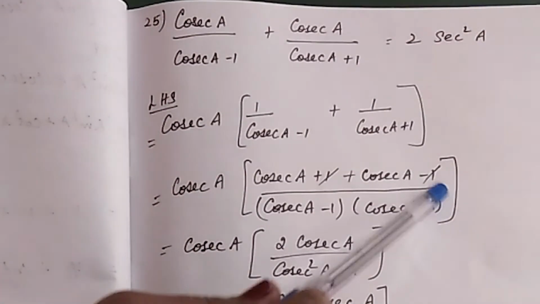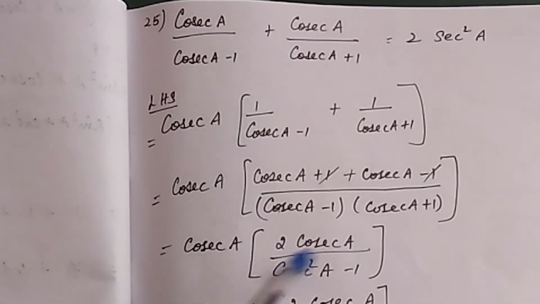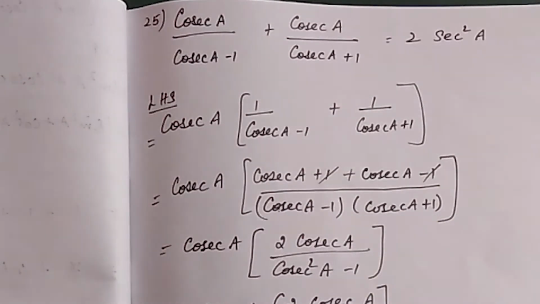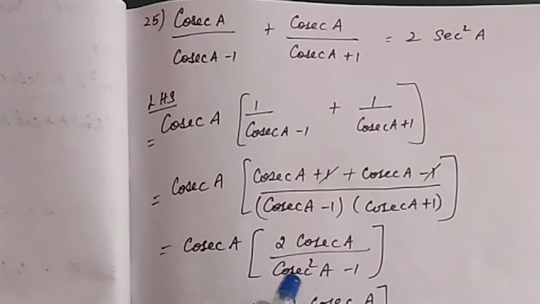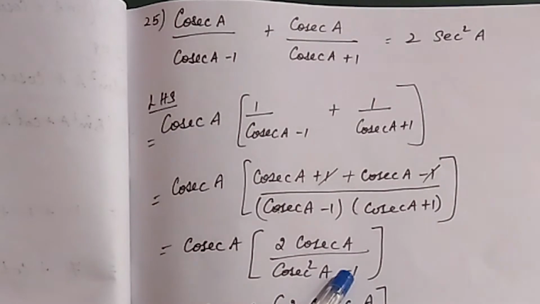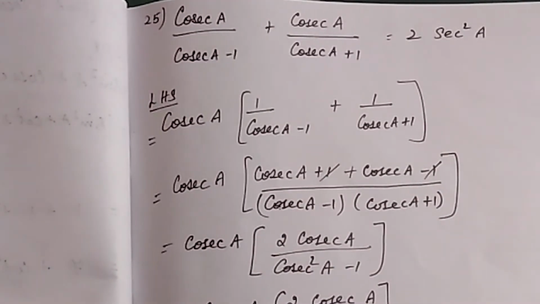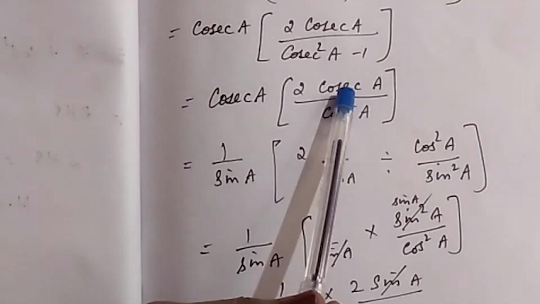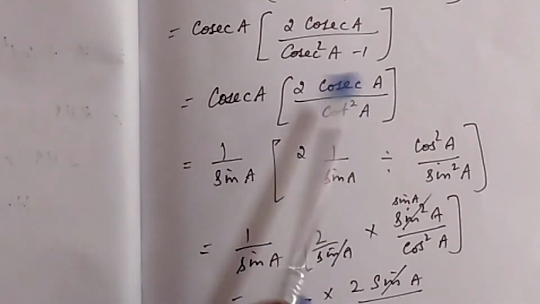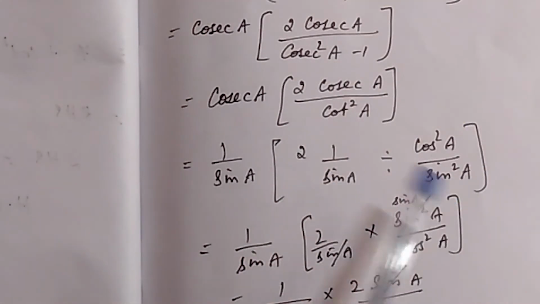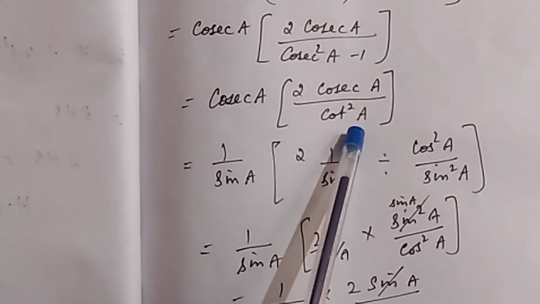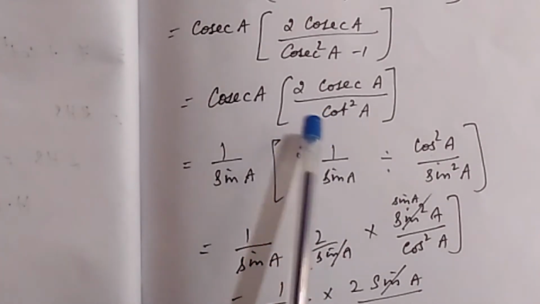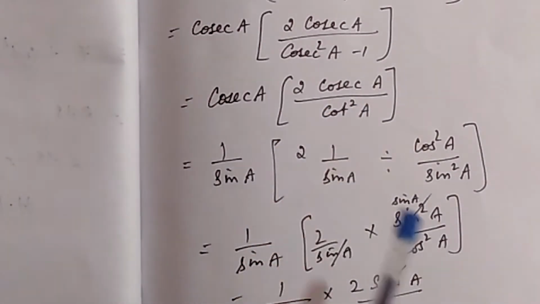So plus 1 and minus 1 get cancelled. So you will write 2 cosecant A upon A minus B into A plus B is equal to A squared minus B squared. So you will write cosecant squared A minus 1. Okay. Now write cosecant A into 2 cosecant A upon cosecant squared A minus 1, which is equal to cot squared A. So you will write cot squared A.